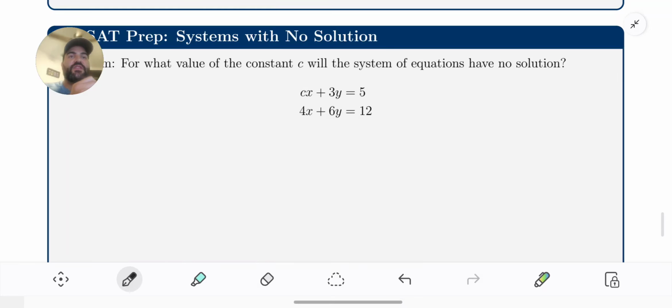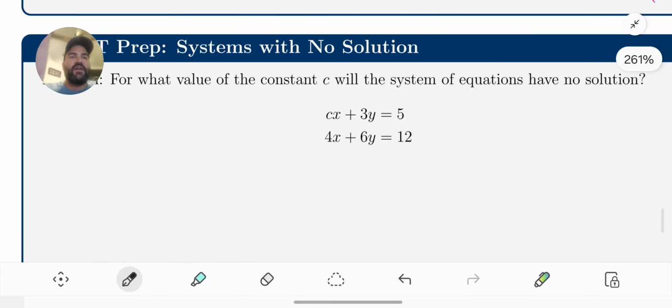SAT prep, systems with no solution. Oh, no, okay, I see where it's going. I was like, is the answer already no solution? We don't have to do anything. For what value of the constant c will the system of equations have no solution?